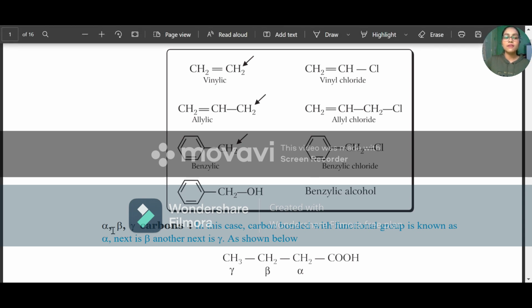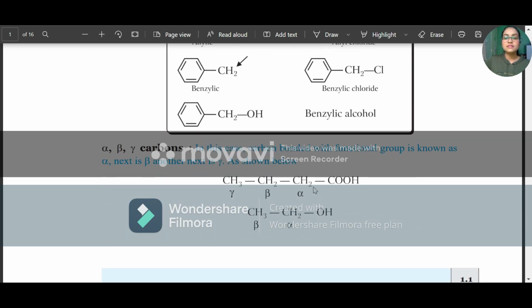So next is alpha, beta and gamma carbon. In this case, the carbon with the functional group is known as alpha. Next is beta and another next is gamma. So this is a functional group, carboxylic acid COOH. So the carbon to which the functional group is attached is known as alpha carbon. The next is beta and the next is gamma. Over here an alcoholic group is present. So this is alpha and this is beta.